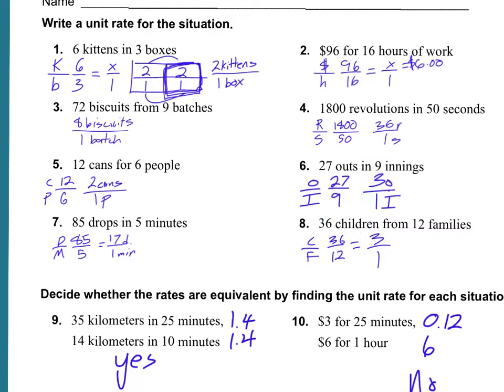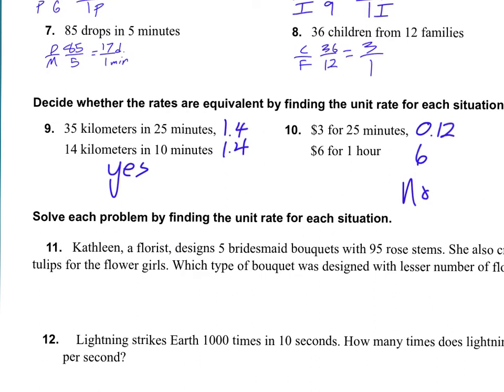Now let's take a look at these. On this 9 and 10, all we're doing here is just dividing. We get this number and divide this, and if that's the same, then it's a yes, they're equivalent. So kind of going off of what we did yesterday. Again here, I divided, I got that, divided, got that, no, it's not the same.